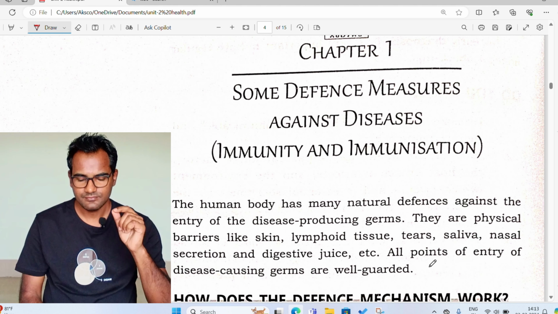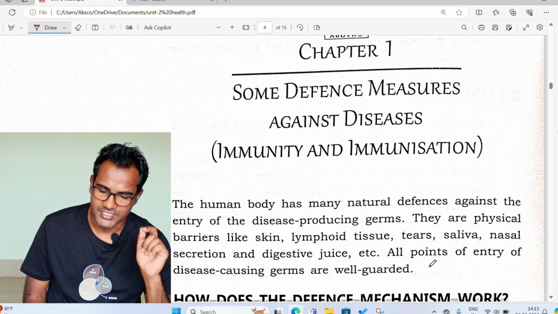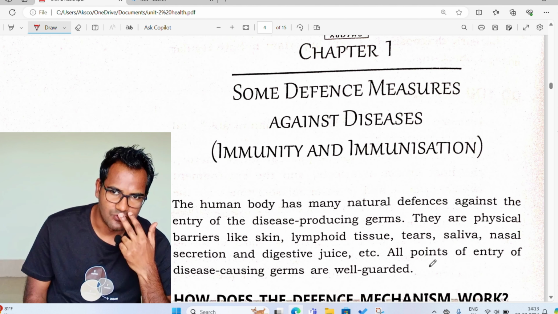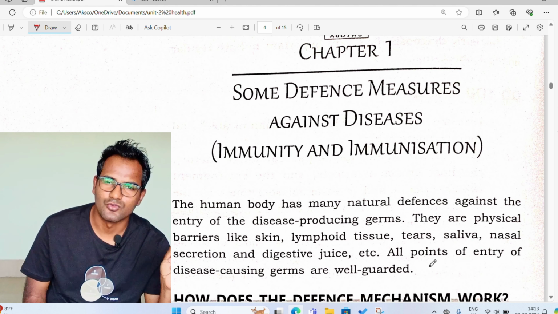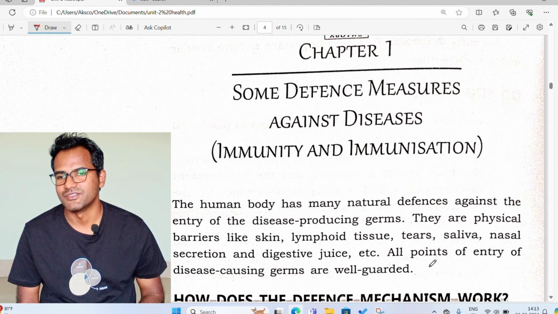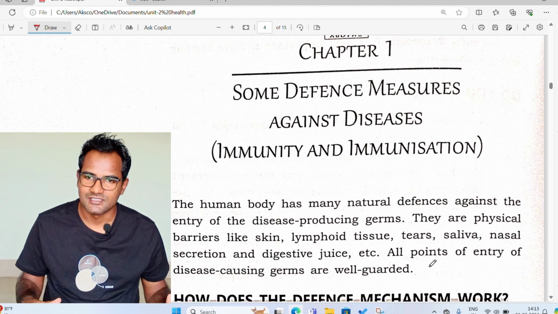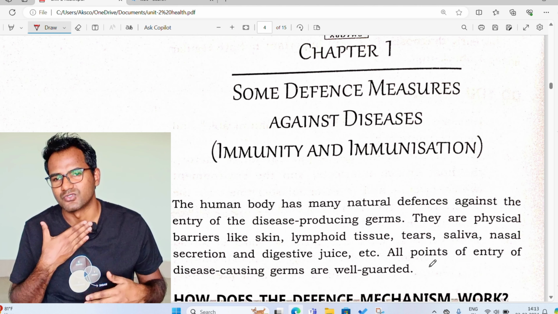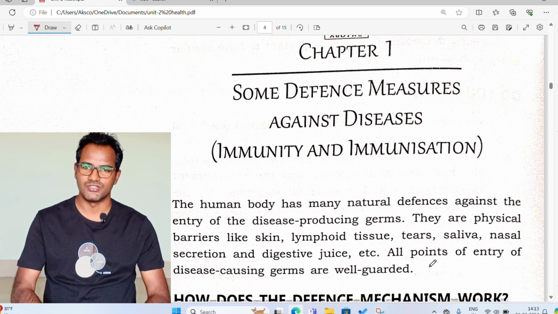And if that dust enters your body through your nostrils, then what happens? The microorganisms also enter along with the dust, and then what happens? You get the disease, the runny nose, the sore throat, right? So those things happen to you.